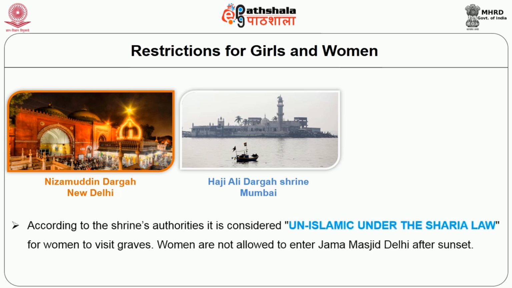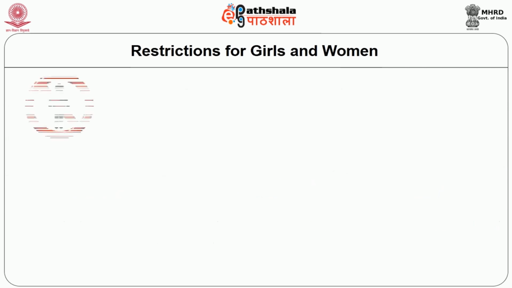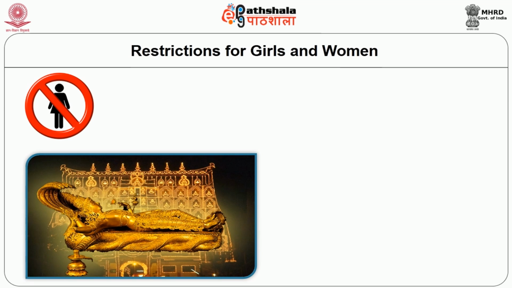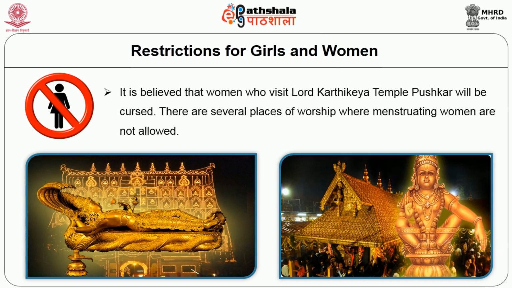According to the shrine's authorities, it is considered un-Islamic under the Sharia law for women to visit graves. Women are not allowed to enter Jama Masjid Delhi after sunset. Women are not allowed to enter Sri Padmanabha Swami temple walls. The Lord Ayyappa temple in Kerala bars women in the age group of 10 to 50 since women in that age group would be menstruating. It is believed that women who visit Lord Kartikeya temple in Pushkar will be cursed.